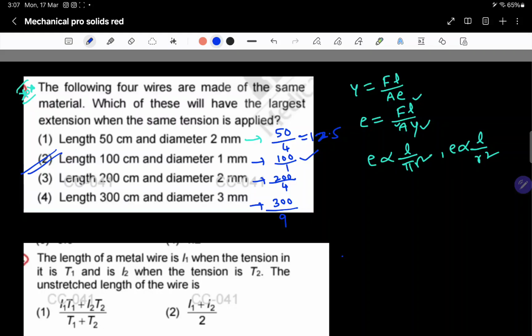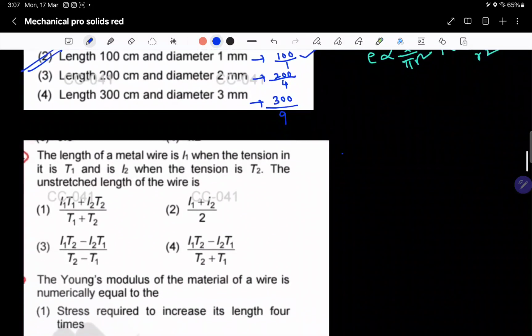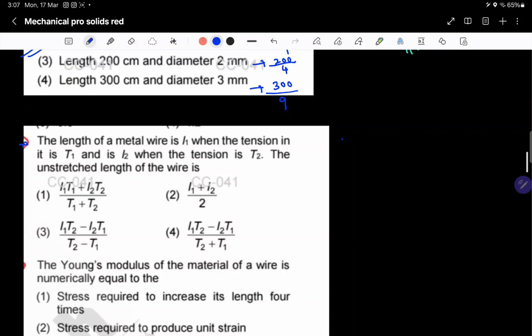Less only here, 12.5. Minimum is first wire only, students. 12.5. Yes. Now next question. This is also important, students.